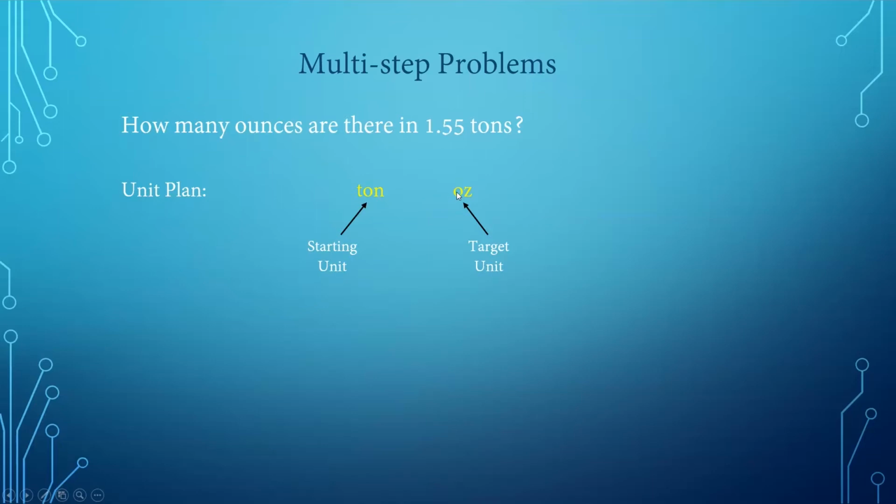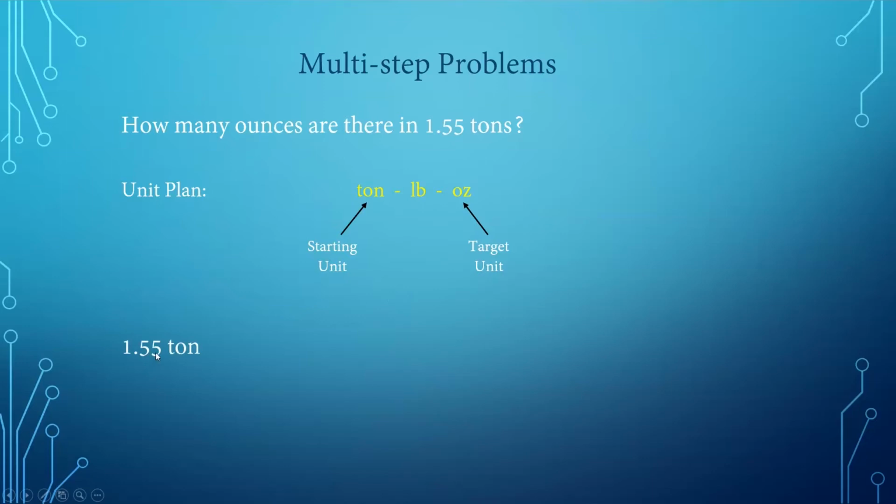Since we don't know the conversion directly between those two, we want to find out how could we connect them. Do they have someone that they both know, some unit that's common to each of them? And of course, that's going to be the pound. We know how many pounds there are in a ton. We know how many ounces there are in a pound. So by going through two steps, we can get from our starting point to our ending point.